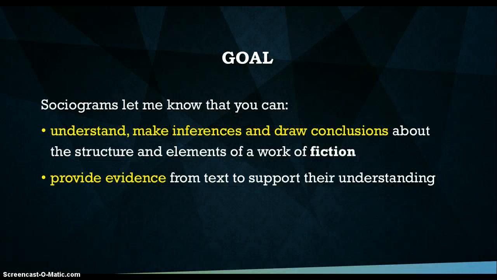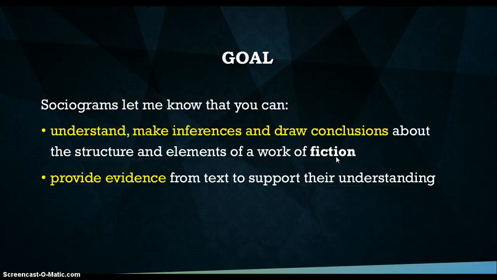Here are our goals for using a sociogram. Sociograms let me, or let your teacher, know that you can do the following. They let us know that you understand what you read, but also that you can make inferences and draw conclusions about the structure and elements of the work of fiction that you are reading. So if you're reading a novel or a play, you're going to show me or your teacher that you understand and can make inferences about that novel or play by using a sociogram.